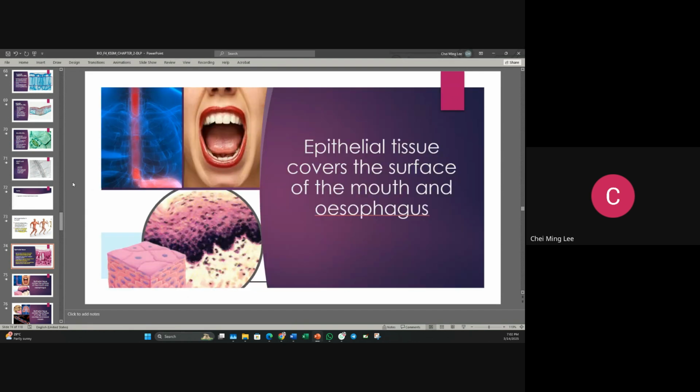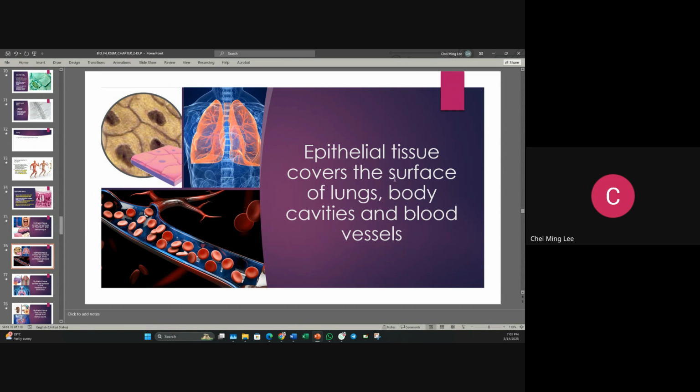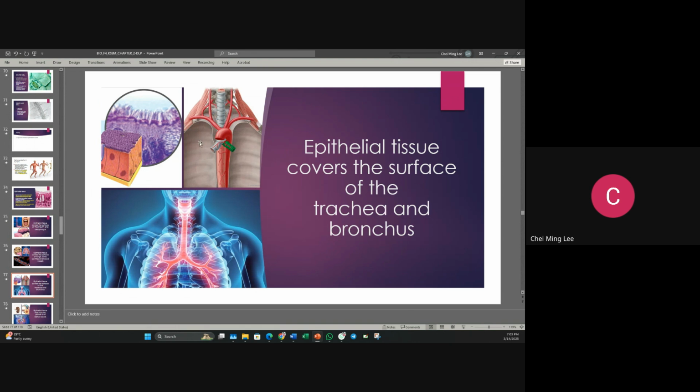Okay. So these are the epithelial tissue that cover the surface of the mouth, and also your esophagus. They also cover your lung and your body cavity. Body cavity is the internal space where your other organs are inside. It also covers your trachea and bronchus.